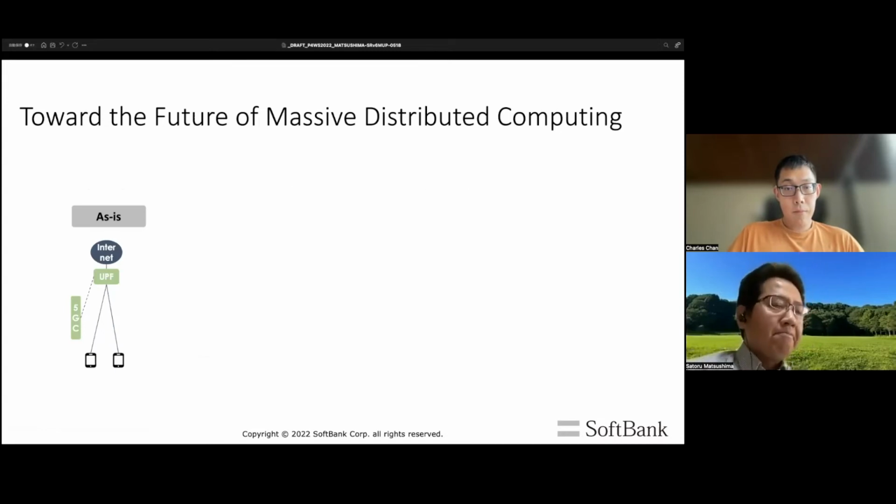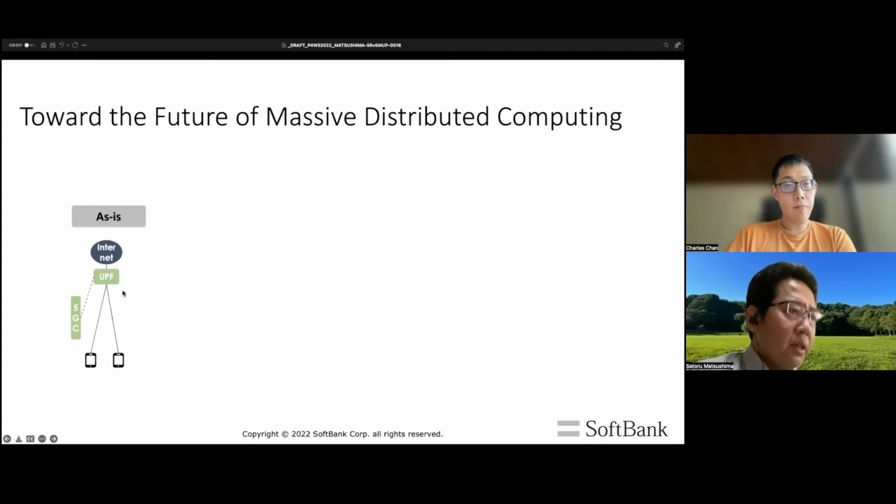So let me explain very briefly why we are really eager to have such novel network programmability introduced in our network. This is because our future networking requires much more scalable and stable operation with much lower cost.